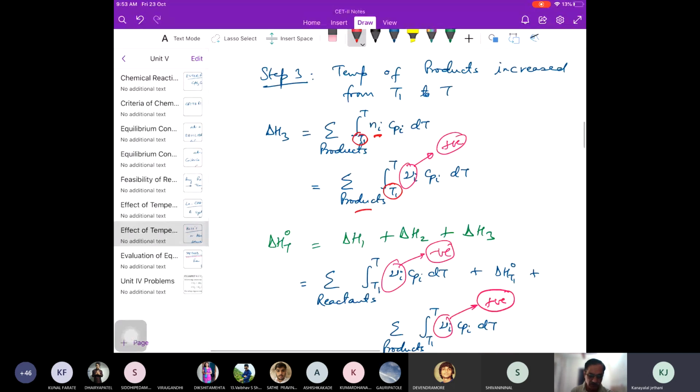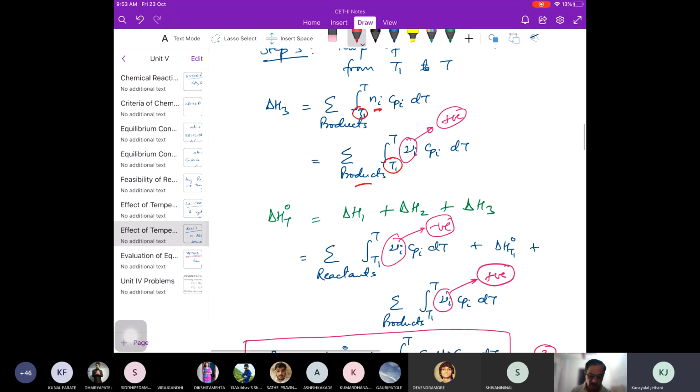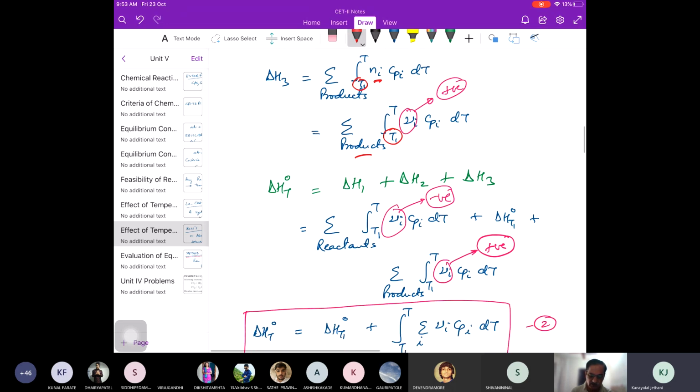Okay. So now if you want to add all these things, you will get delta H at temperature T. Delta H0 is equal to delta H1 plus delta H2 plus delta H3. Right? We have taken that. We are just substituting this summation for reactants, integral T1 to T, nu i Cpi dT, plus delta H at T1, 0, plus summation over products, T1 to T, nu i Cpi dT.